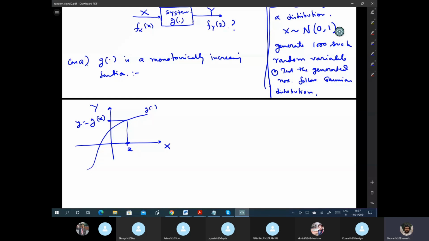Now for this type of increasing function, we have a one-to-one relation. If we have one x here, we definitely have a y for that, and there is no one-to-two relation or anything. We have a one-to-one relation between x and y. So now we can write that y equals g of x.